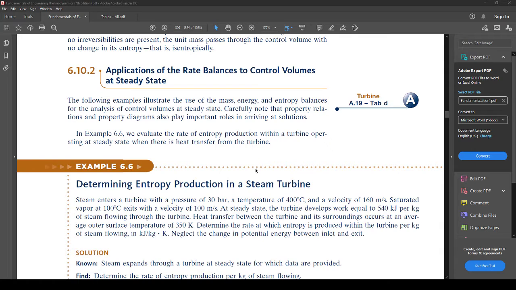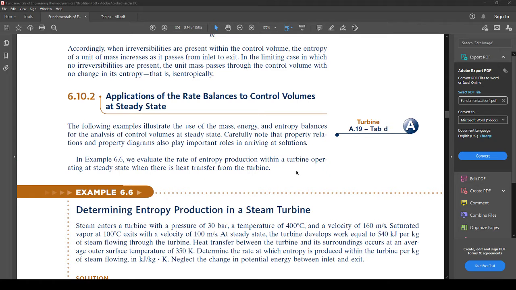So we're going to do this question here in just a second. It says, applications of the rate balances to control volumes at steady state. The following example illustrates the use of mass, energy, and entropy balances for the analysis of control volumes at steady state. Carefully note that property relations and property diagrams also play important roles in arriving at solutions. In example 6.6, we evaluate the rate of entropy production within a turbine operating at steady state when there is heat transfer from the turbine.